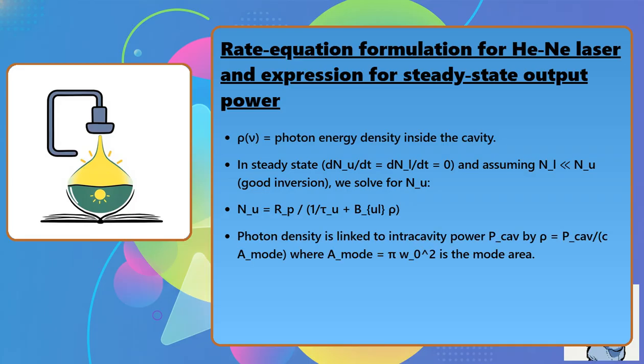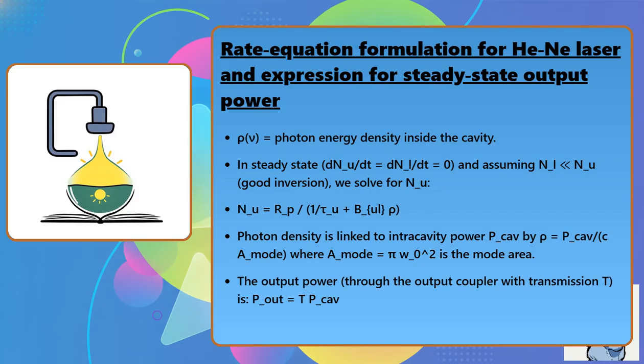Photon density is linked to intracavity power P_cav by ρ = P_cav / (c A_mode), where A_mode = πW_0² is the mode area. The output power through the output coupler with transmission T is P_out = T times P_cav. Combining the above gives the useful expression.